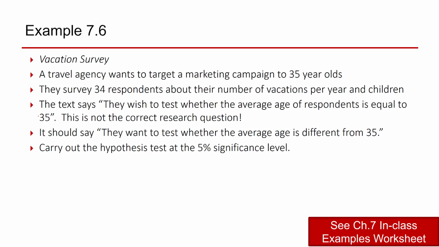That is not the correct research question. There are a whole bunch of homework questions that also have the same wording. I will email the publisher and let them know that that needs fixed. But in the meantime, we'll just go on. And it should say they want to test whether the average age is different from 35. So we're tasked with carrying out a hypothesis test at the 5% significance level.